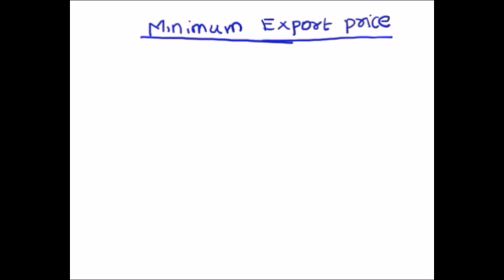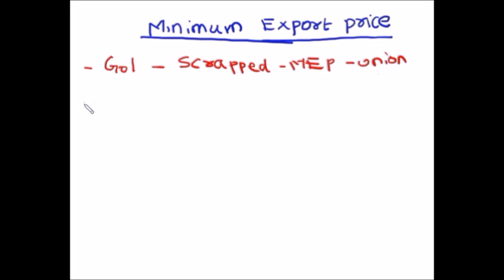Next, you will see about minimum export price. Recently, the central government has scrapped the minimum export price for onions. Minimum export price is nothing but a rate below which a commodity cannot be exported.